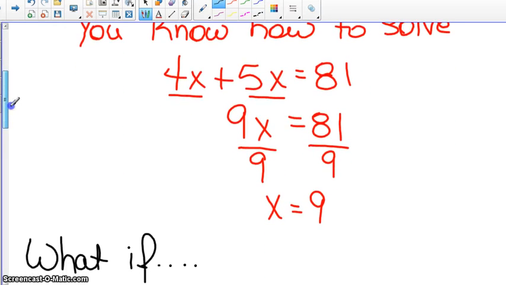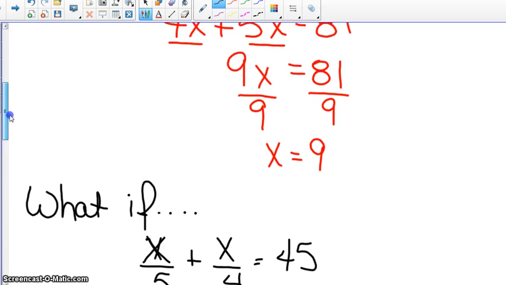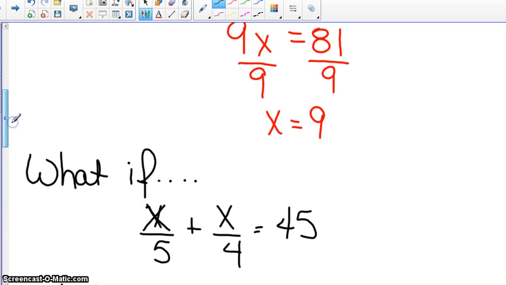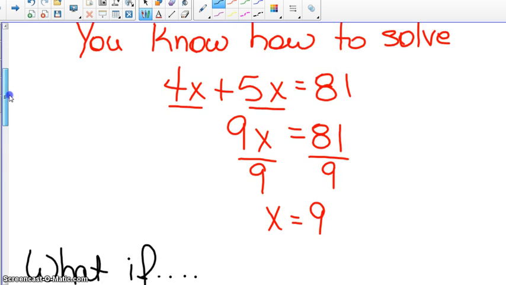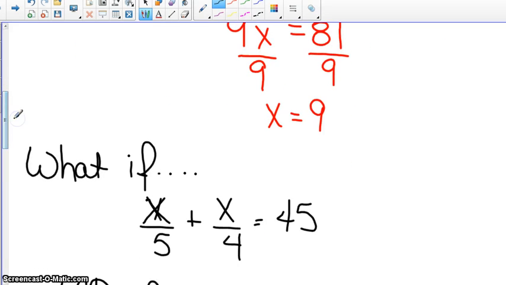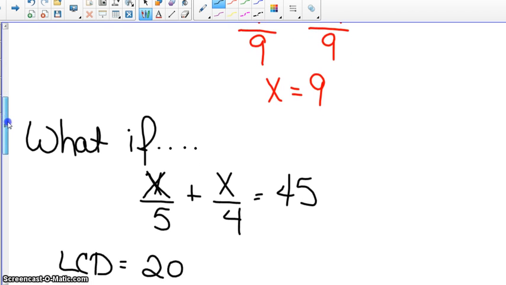Well, we're doing ratios and proportions, which is kind of fraction-y stuff, and I'm going to give you a new problem. What if you had x over 5 plus x over 4 equals 45? Well, they're fractions. We want to combine like terms just like we did in the problem up here. But to combine terms, how do you add fractions? You have to have a common denominator. So we've got to find an LCD, lowest common denominator of these fractions. So 5 and 4 would be 20.